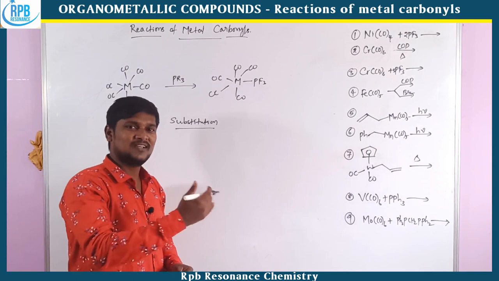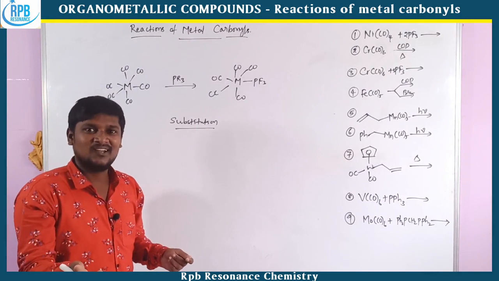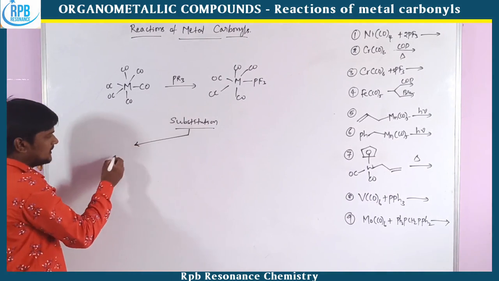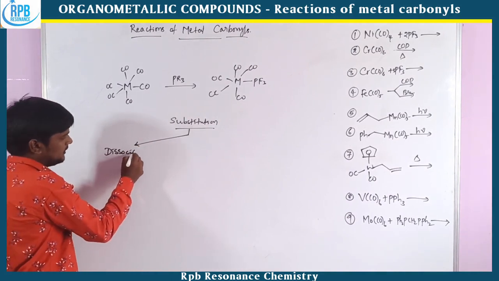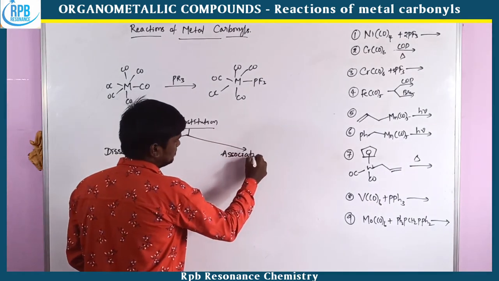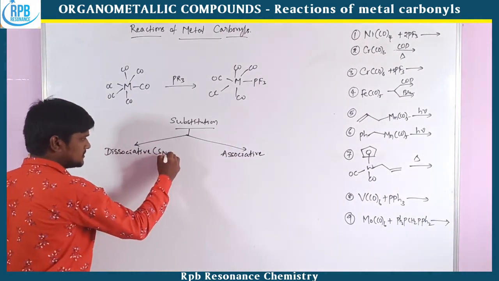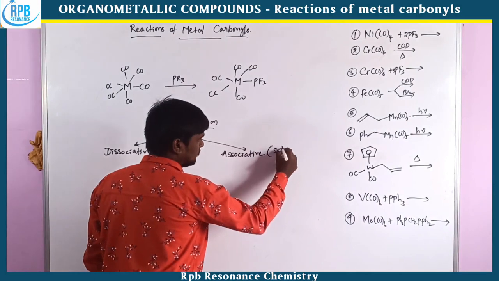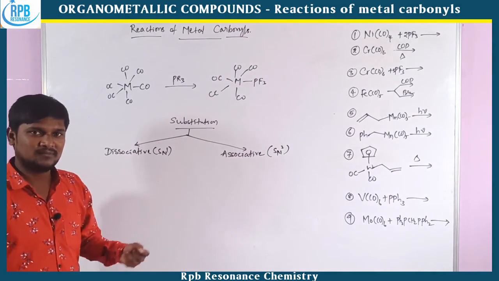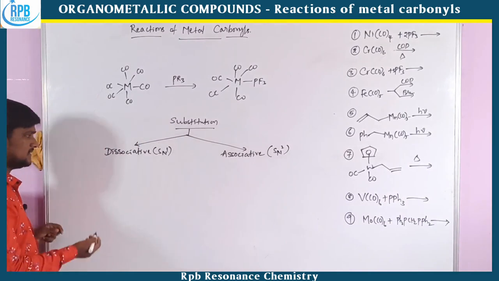So before confirming which pathway is followed, we discuss what the associative and dissociative mechanisms are. Substitution reactions may follow a dissociative pathway or an associative pathway. The dissociative mechanism is a type of SN1 reaction, and the associative mechanism is a type of SN2 reaction. In SN1, an intermediate of lower coordination number is formed; in SN2, an intermediate of higher coordination number is formed.